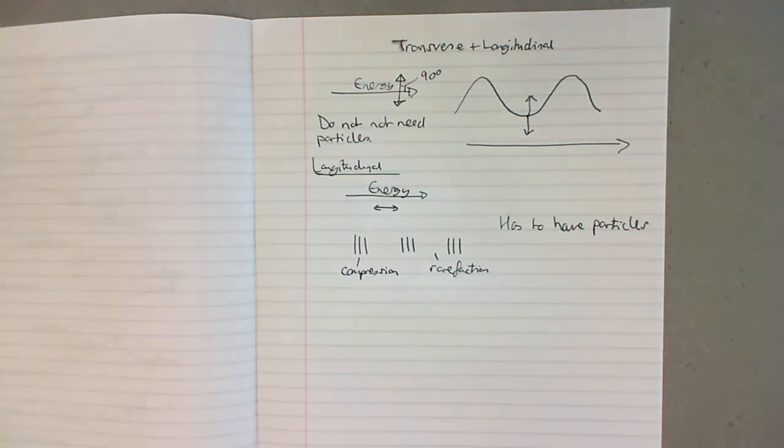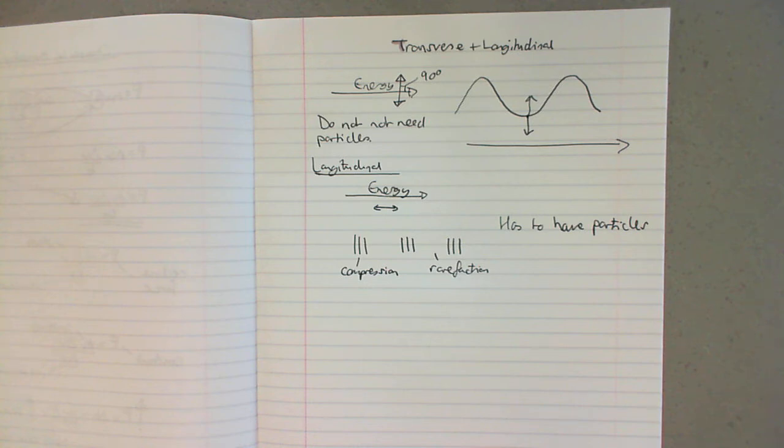Even though they don't need particles, they can use particles. For example, oscillations of water up and down on a wave at the beach or in a ripple. They're still oscillating, they're still transverse waves, and they are using the particles.